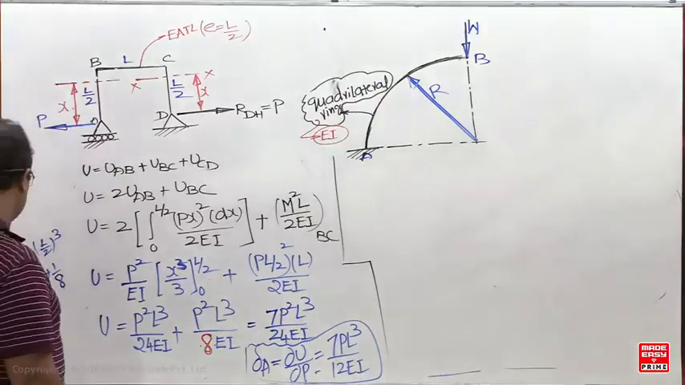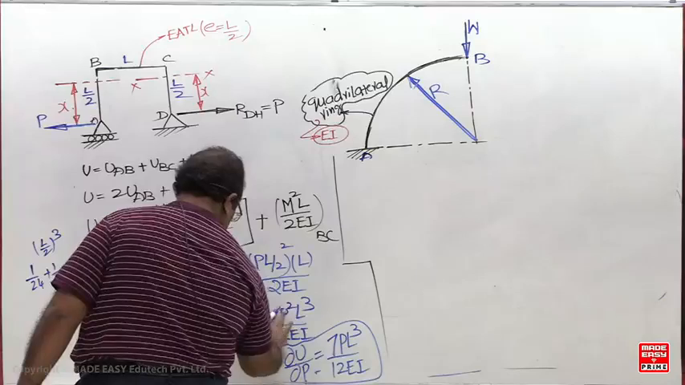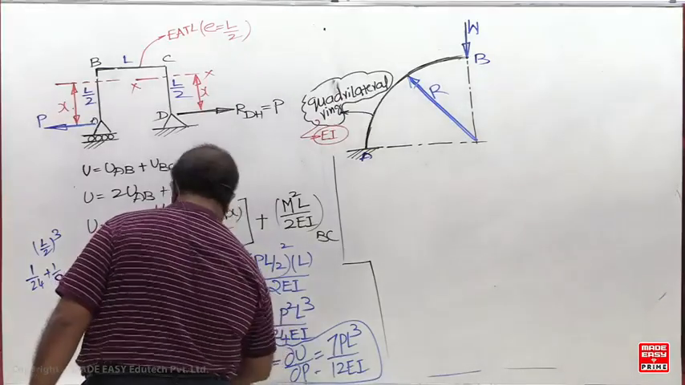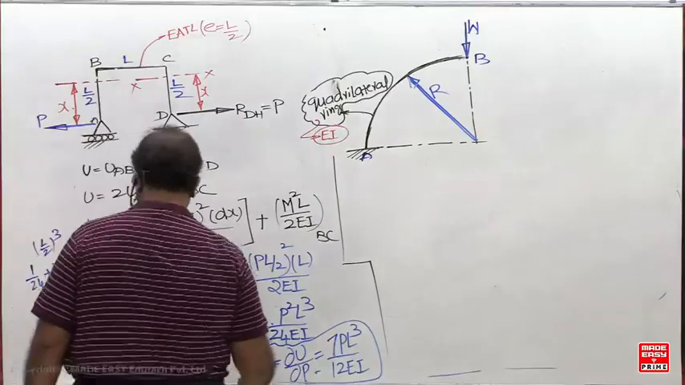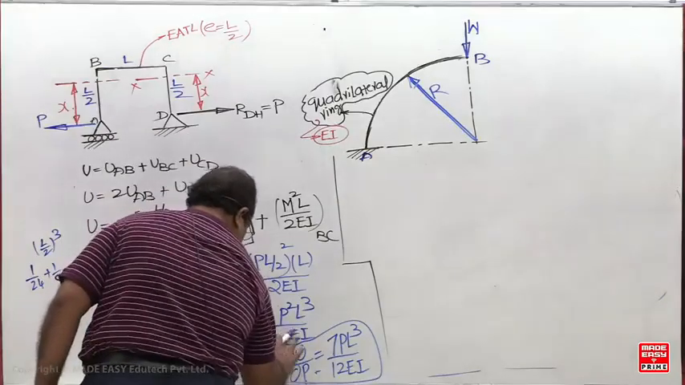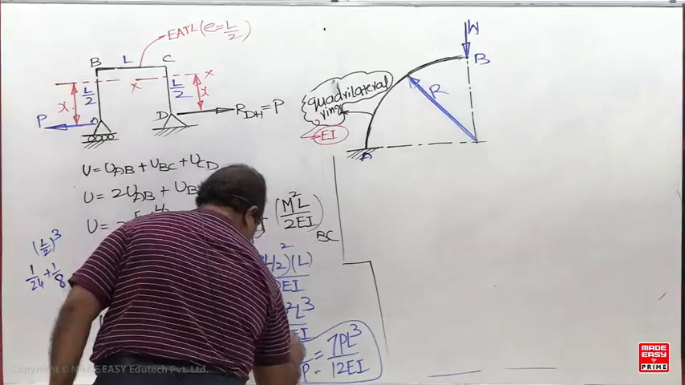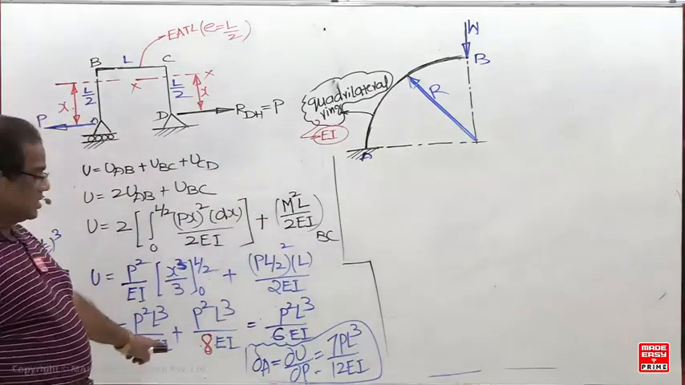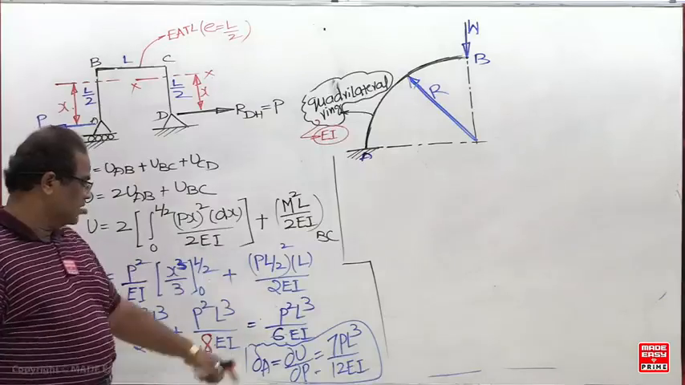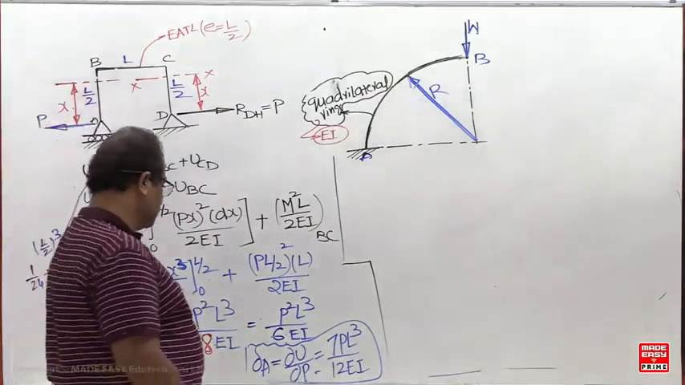So it will be 3. So this constant will change. 4 by 24, that is 1 by 6. So slightly change here. What now? 8 will be there now. I taken as 2. 4 I taken. So it will be 1 by 6.